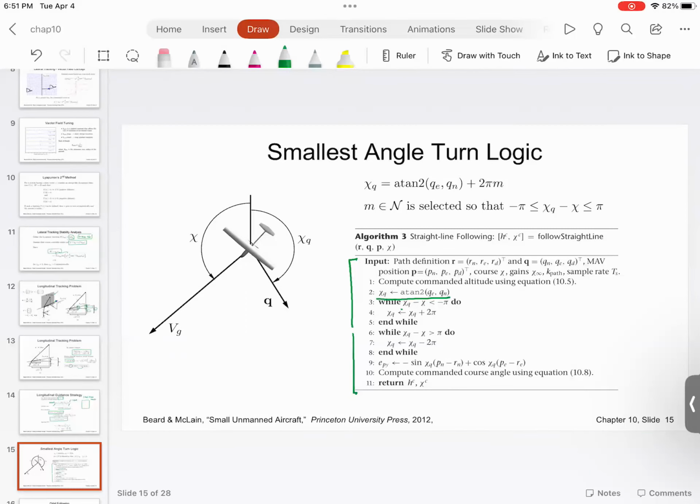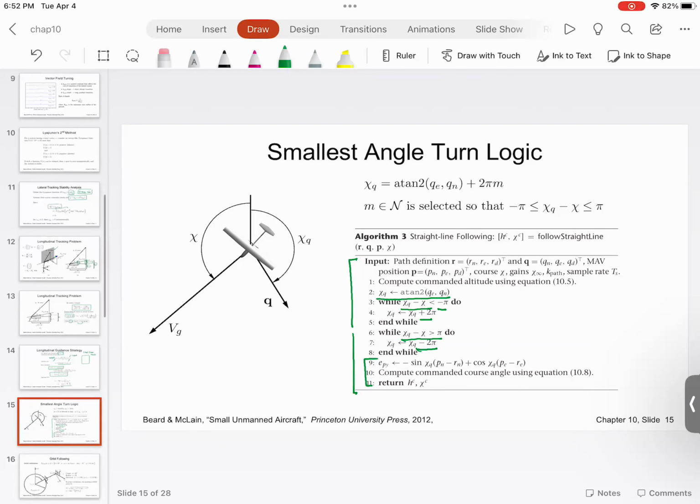Then you look at the error in the course. As long as this error is less than a certain value, you can make the course correction. If that error is greater than a certain value, you turn in the other direction, and then repeat the loop till you have achieved the desired turn.